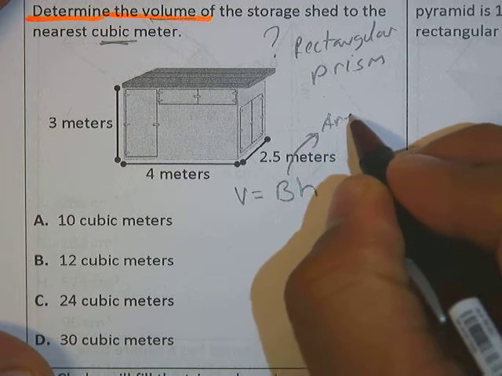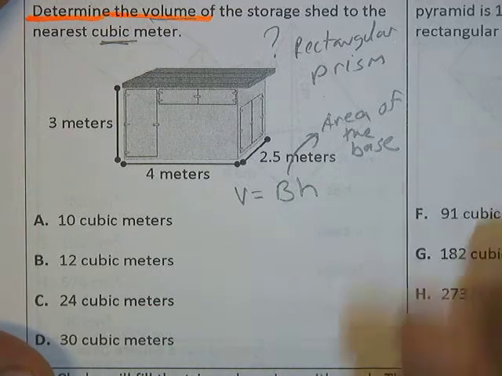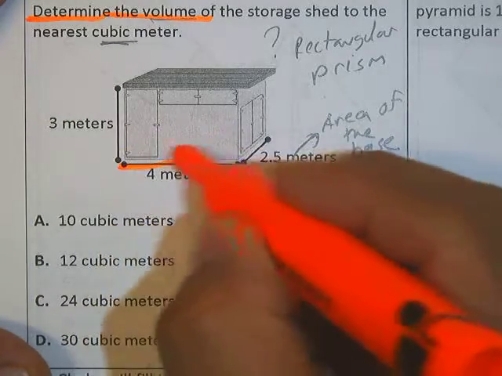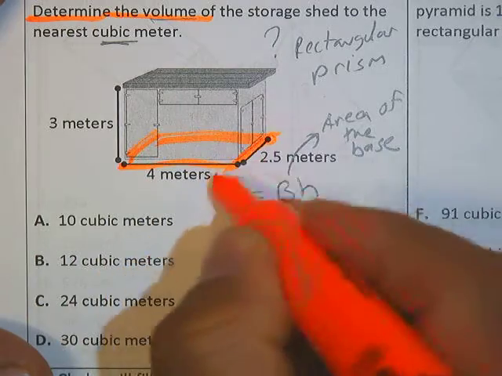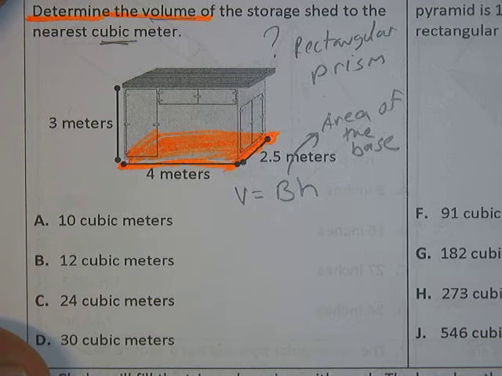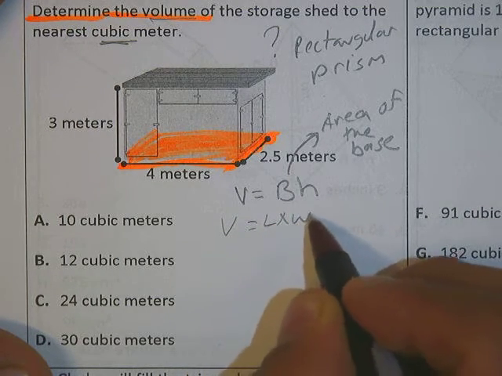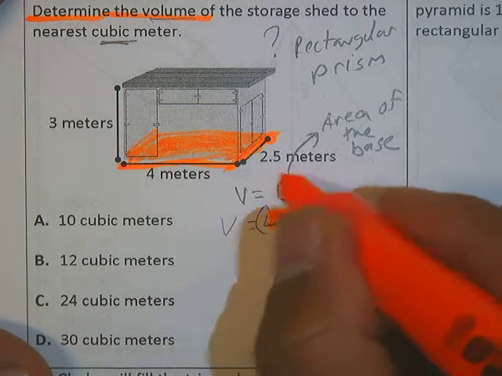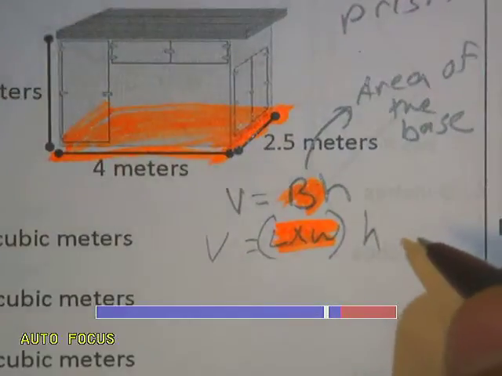That big B represents the area of the base. So what is my base? Well, my base is this part here. This is my base, the base of the rectangular prism. So then, just like you did in 6th grade, this can be found by length times width. This is the area of the base right here. So I can find it by length times width, and of course times height.